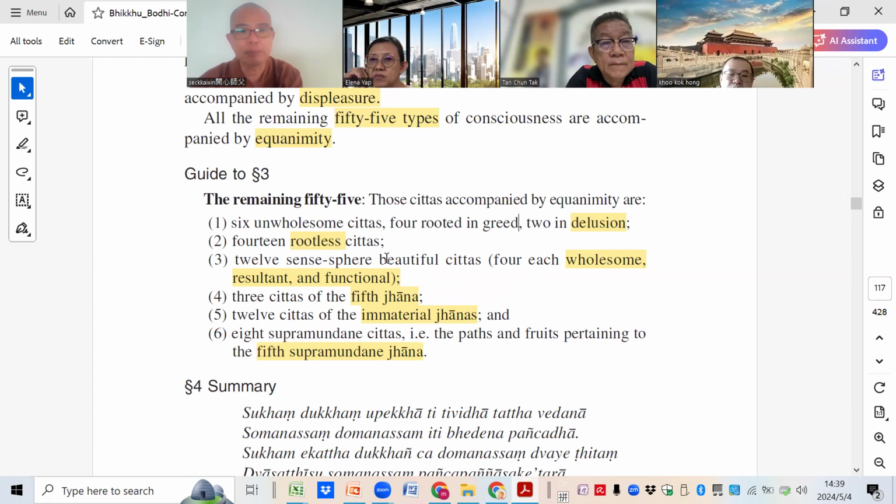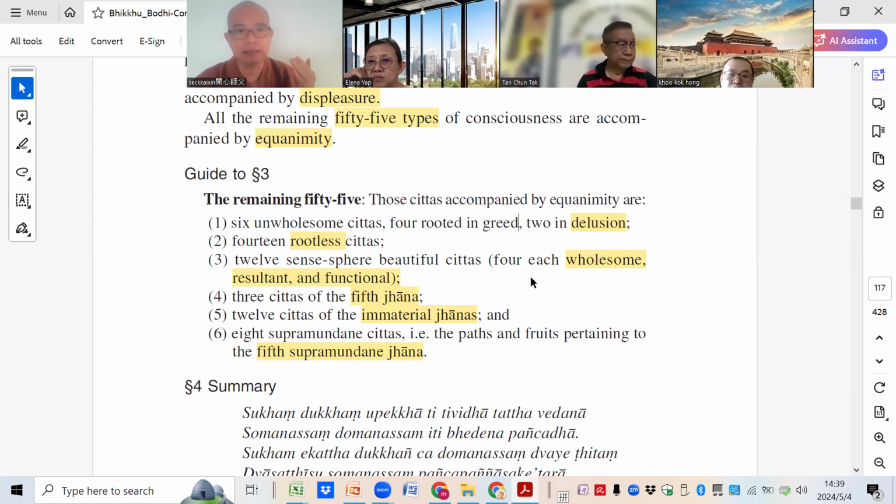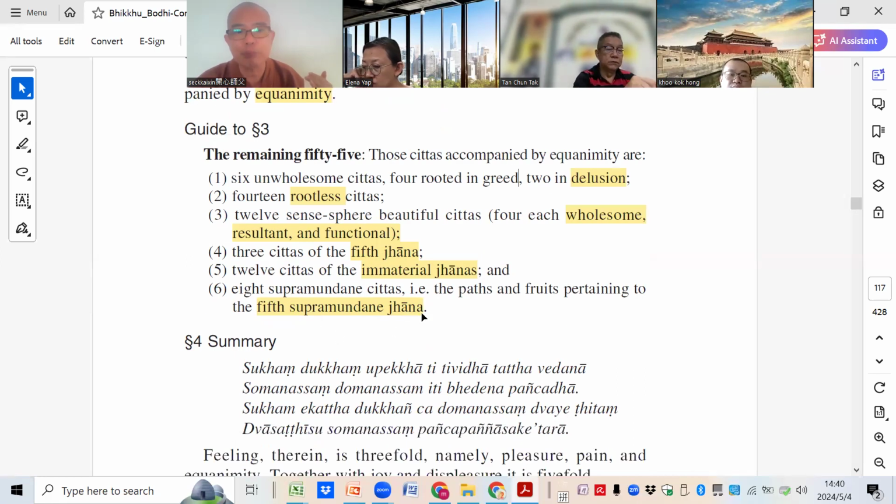And then here you see the beautiful chitta, wholesome resultant function, because usually half is pleasure, somanasa, and the other half there will be what we call equanimity. Then the fifth jhana, immaterial jhana. They follow the fifth jhana for the jhana anga factor. And then it's the fifth supramundane jhana. Now you see, path and fruit pertaining to the fifth supramundane jhana, then of course there will be equanimity.